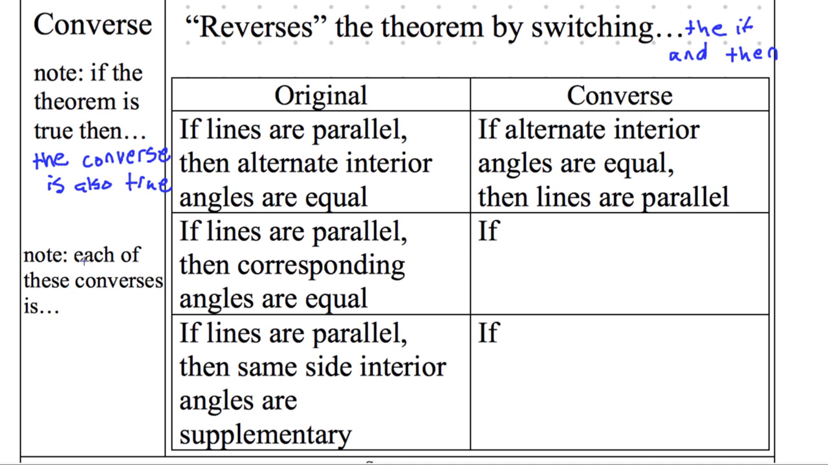So let's come back to this note in a second, but I'm switching the if and then. Here's the if. If lines are parallel, then alternate interior angles are equal. We have this theorem already in our tool belt. Look what happens. I switch the if. Instead of saying if lines are parallel, I now say if alternate interior angles are equal. And I switch the then. The then used to be alternate interior angles are equal. I'm switching it with lines are parallel. I still have an if and then, but I switched the facts that follow them.